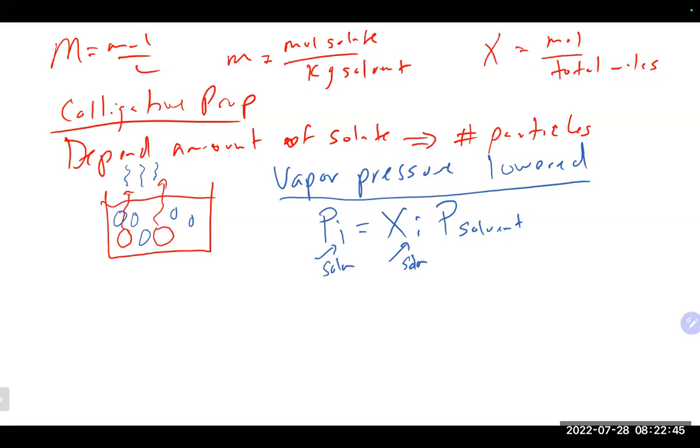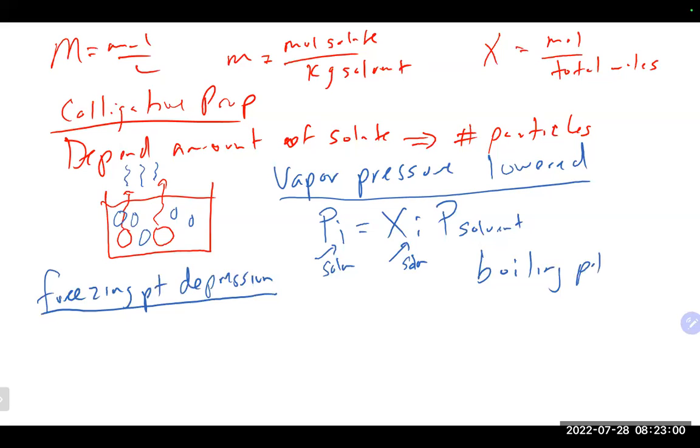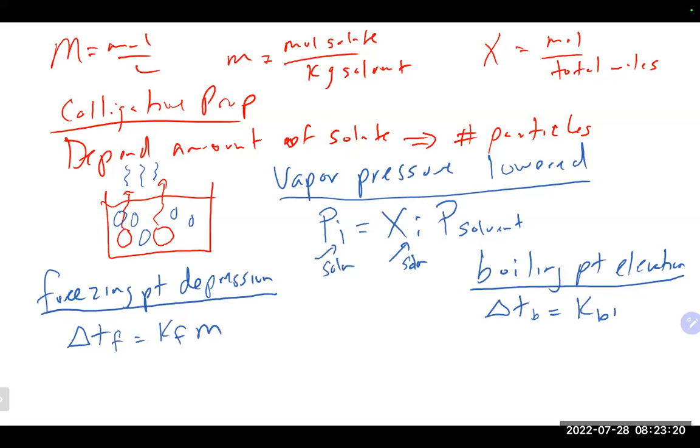It also has an effect on things that we talked about, like freezing point depression, and boiling point, which actually will increase. So boiling point elevation is what it's sometimes called. And they have very similar formulas. For the freezing point, the change in the freezing point temperature is equal to Kf times the molality. And for boiling point, the change in the boiling point temperature is equal to Kb times the molality.